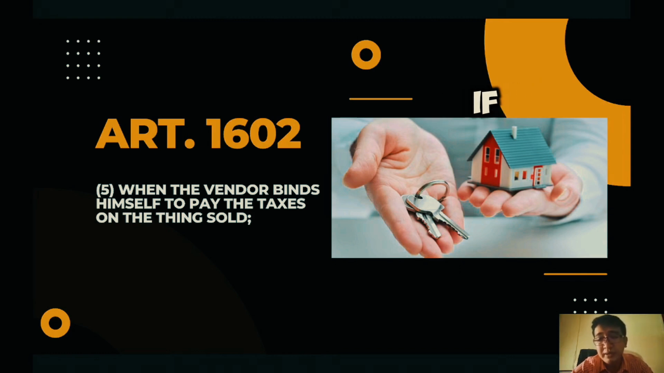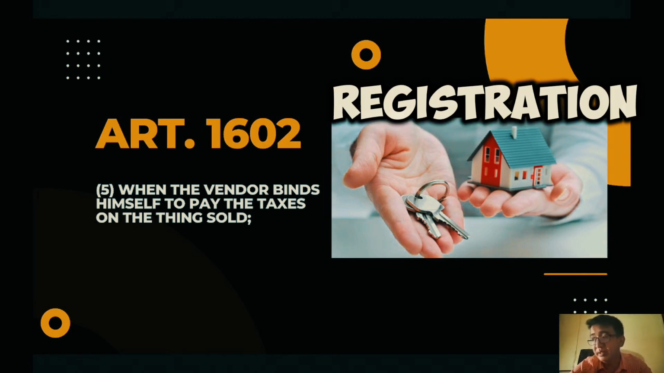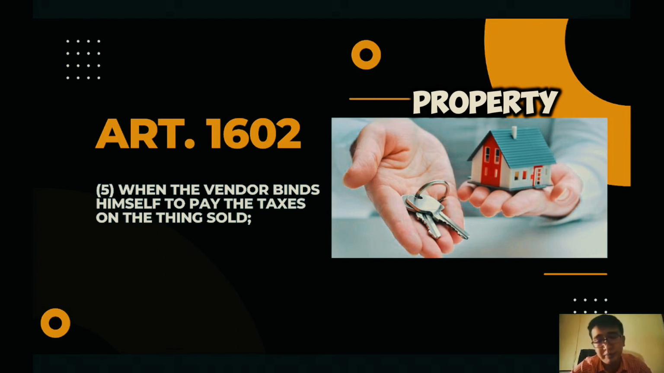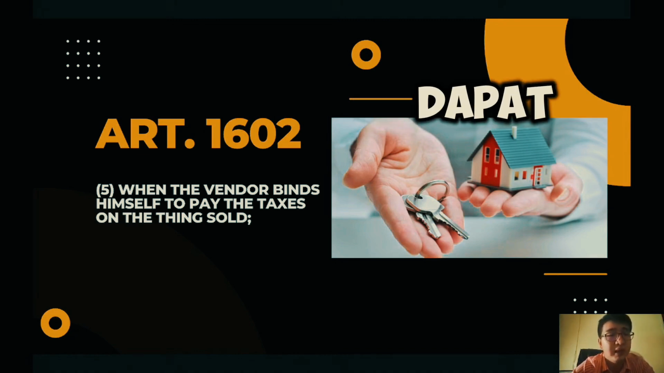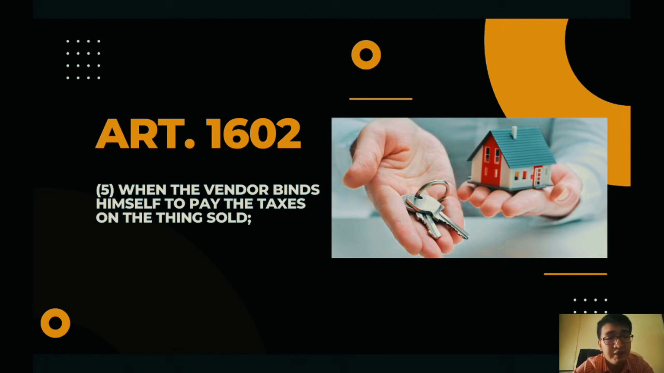Okay? But if after the sale and the registration or the recording, the register of property, si vendor, si seller pa rin yung nagbabayad, then that could mean one thing, na baka iba talaga yung intention nila. Baka it's not a sale. Baka it really is an equitable mortgage. Kasi dapat si buyer na ang magbabayad ng taxes, hindi na si seller. Okay? Kung si seller pa rin, ibig sabihin, siya pa rin yung may-ari. Diba? So that is Article 1602.